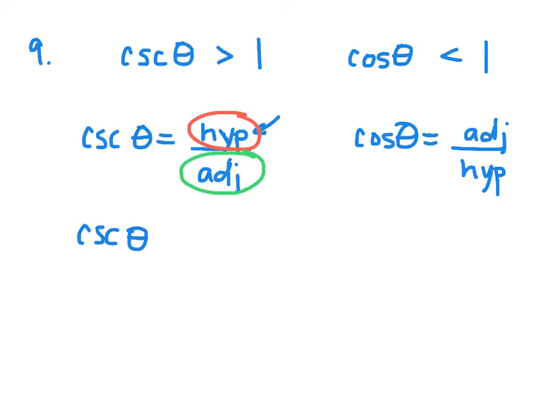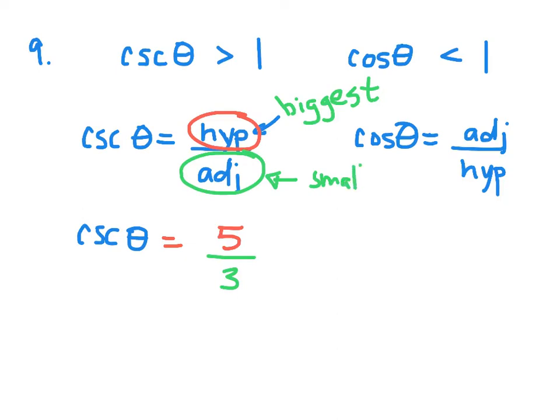For instance, this could technically be 5 as the hypotenuse, and the bottom number could be something like 3 as the adjacent. That's okay because the hypotenuse, remember, has to be the biggest side. The hypotenuse has to be the biggest side in the triangle. So if you have the top number as the biggest number of that fraction, that means that the adjacent has to be smaller than the hypotenuse.